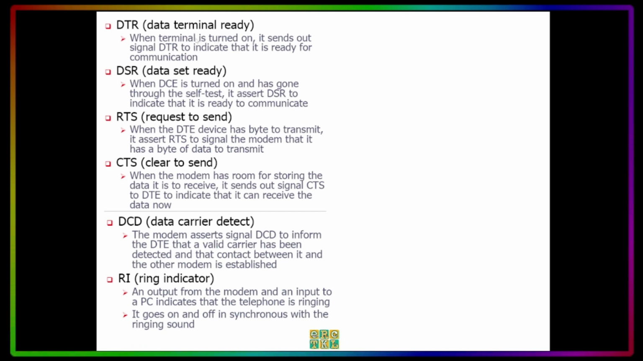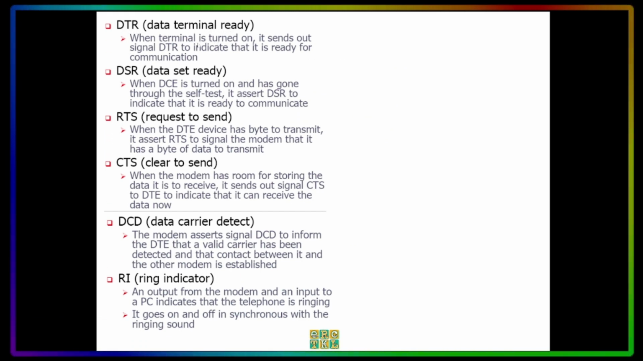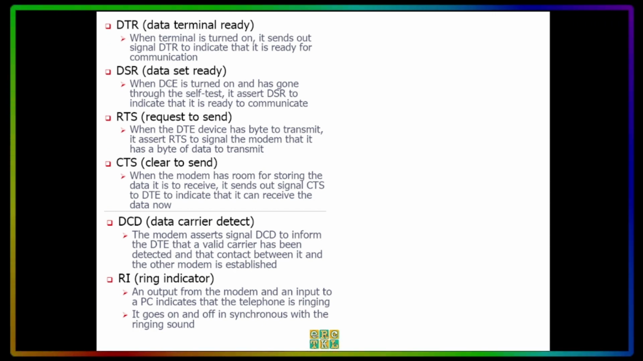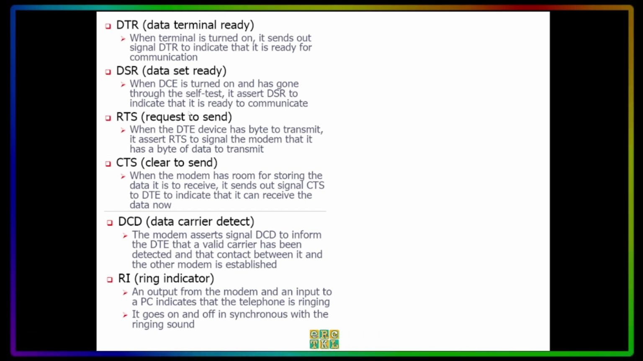Now, again, these are the meanings. DTR, data terminal ready: when the terminal is turned on, it sends out signal DTR to indicate that it is ready for communication. DSR, or data set ready: when the DCE is turned on and has gone through the self-test, it asserts this DSR to indicate that it is ready to communicate.